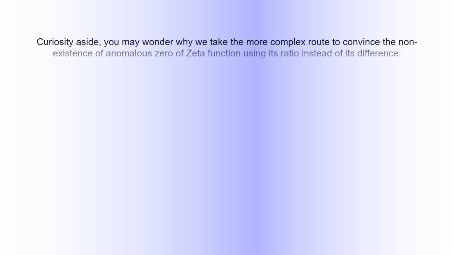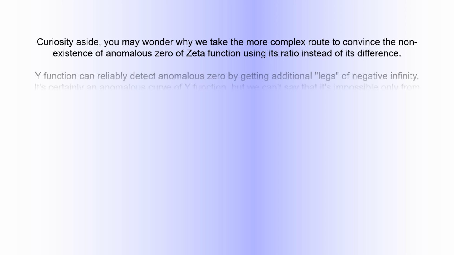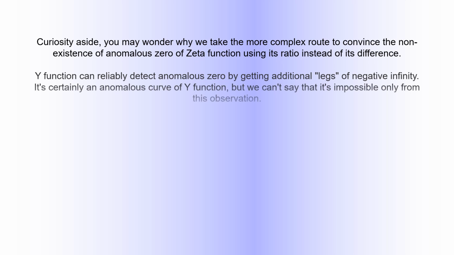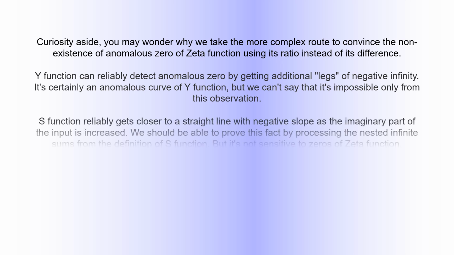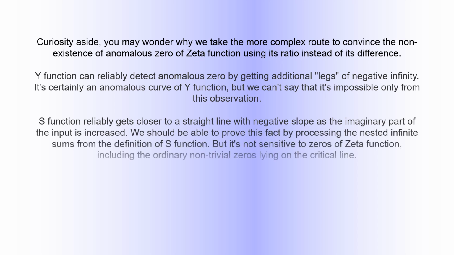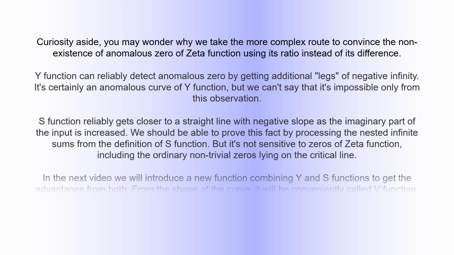Curiosity aside, you may wonder why we take the more complex route to convince the non-existence of anomalous zero of zeta function using its ratio instead of its difference. Y function can reliably detect anomalous zero by getting additional legs of negative infinity. It's certainly an anomalous curve of Y function, but we can't say that it's impossible only from this observation. S function reliably gets closer to a straight line with negative slope as the imaginary part of the input is increased. We should be able to prove this fact by processing the nested infinite sums as the definition of S function. But it's not sensitive to zeros of zeta function, including the ordinary non-trivial zeros lying on the critical line.